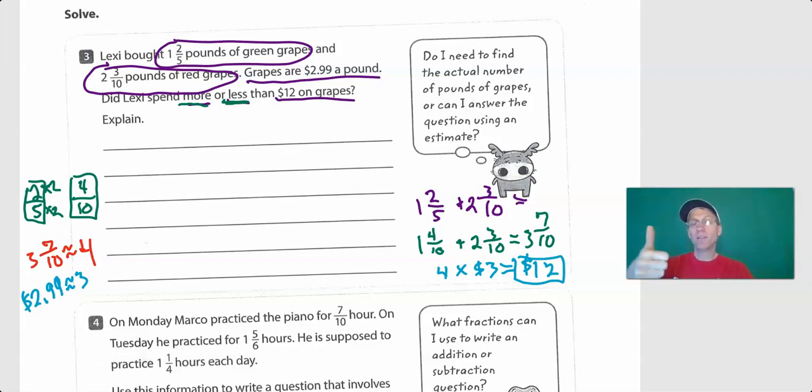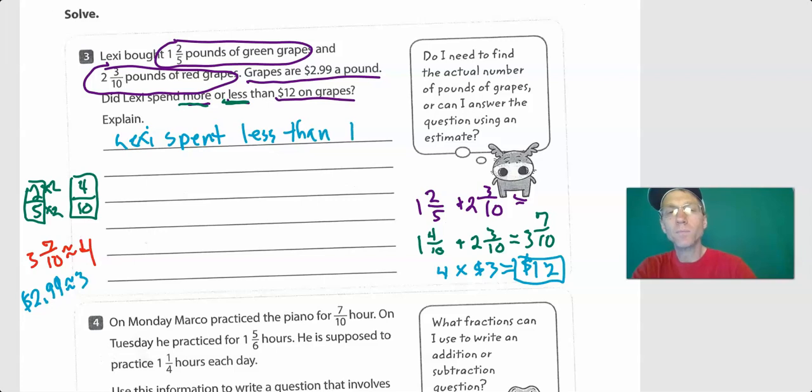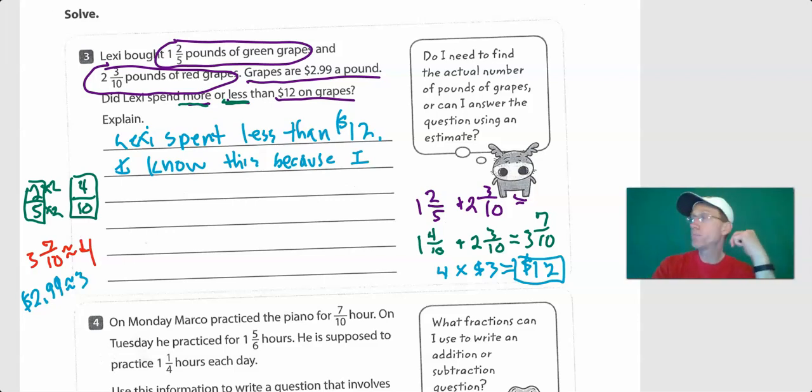Since we rounded everything up, our estimate's on the high side, she's actually going to spend less than $12. So that's how we answer our question. So Lexi spent less. You can say, I know this. If you have room, you can always write that. I know this because, and again, when you're writing a mathematical explanation, you just write what you did.